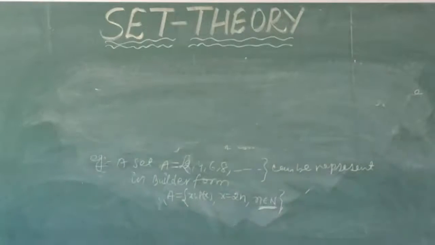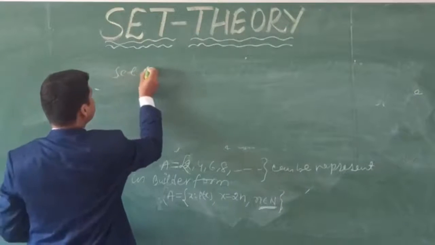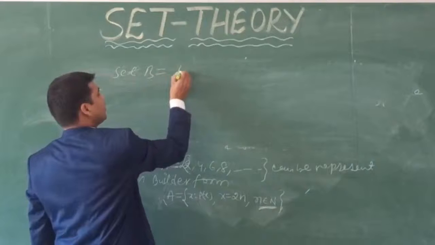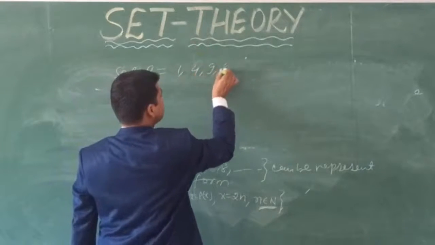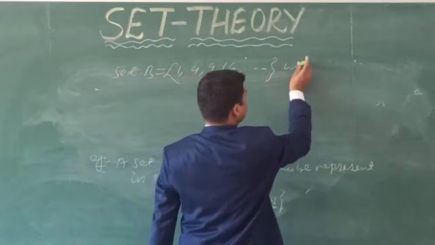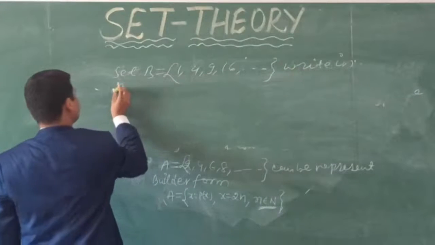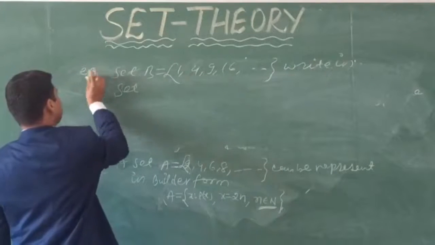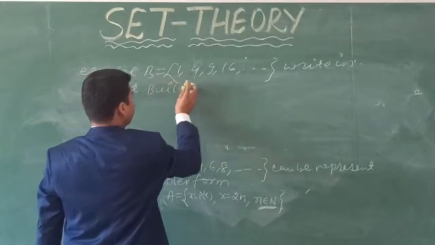What is the next example? See this here. Next example, set B is given: 1, 4, 9, 16 and so on. Write it in set builder form.